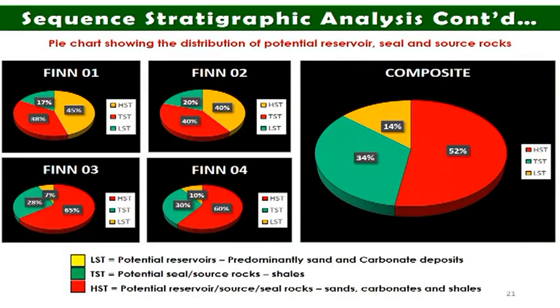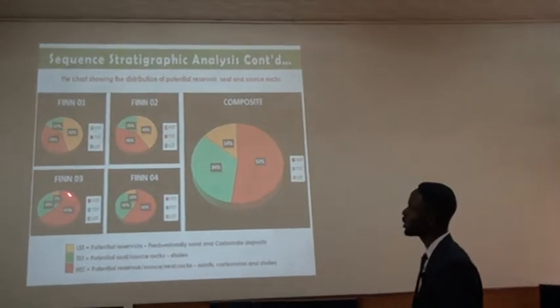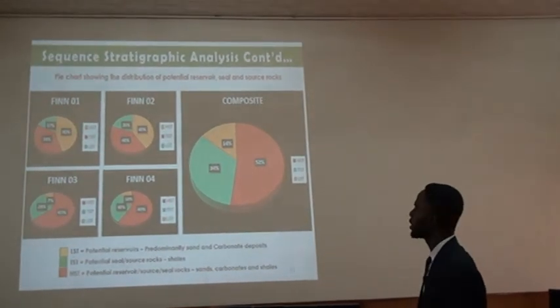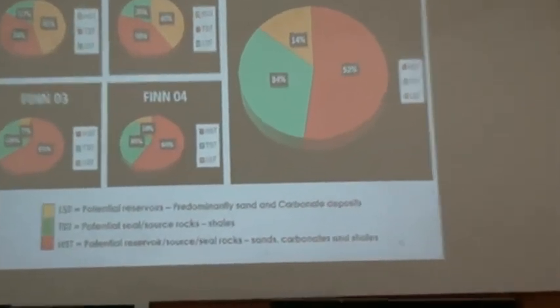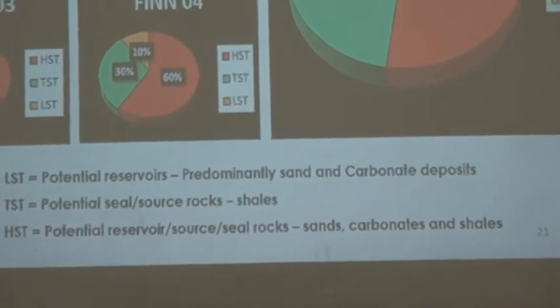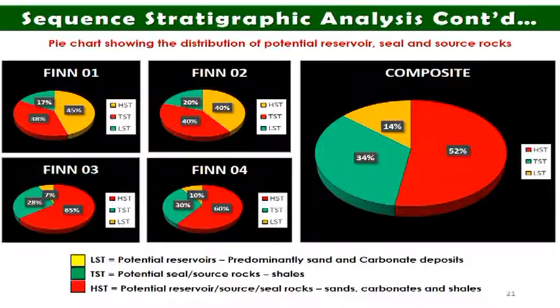On slide 21, we used the thickness of the various systems tracts to plot pie charts that showed the proportion of one to the other. We arrived at a composite that showed us that 52% of the sediments were deposited during episodes of highstand. Now this was important for us to unravel the potential reservoir, source, and seal packages within our study area.